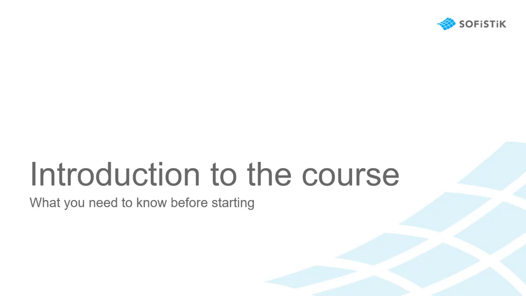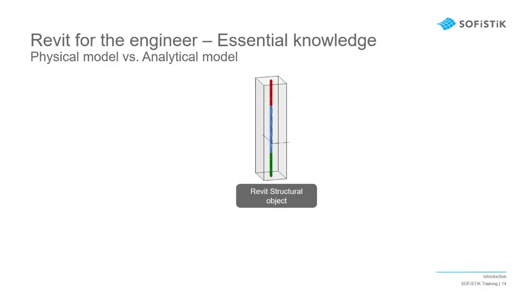Before starting with our training example, there is some basic knowledge which you need to have before going any further with this course. Now, there are some basics that you need to know about the platform. As we are working with Revit, it is important to understand which type of object, and therefore of information, are available. Indeed, a structural object in Revit contains two levels of modeling.